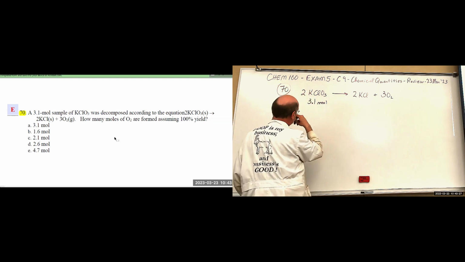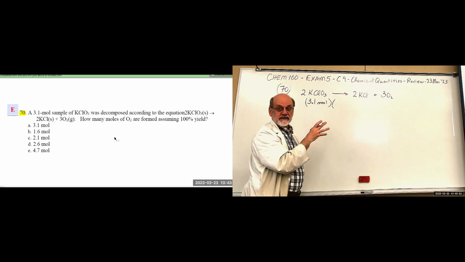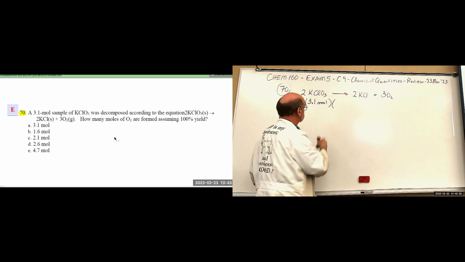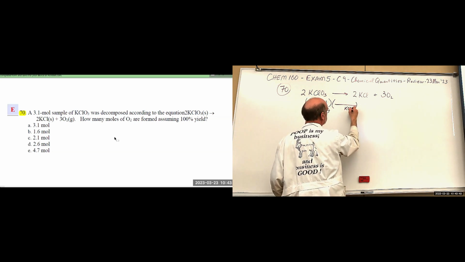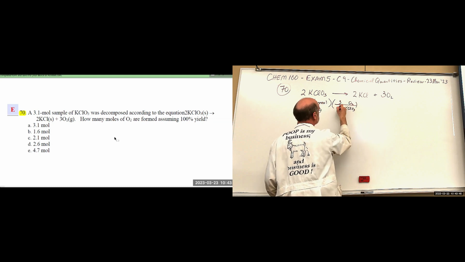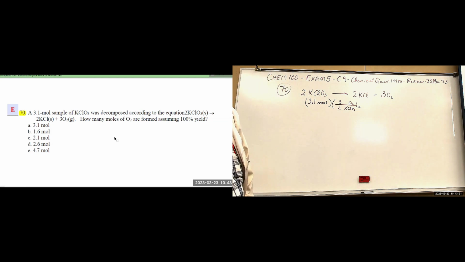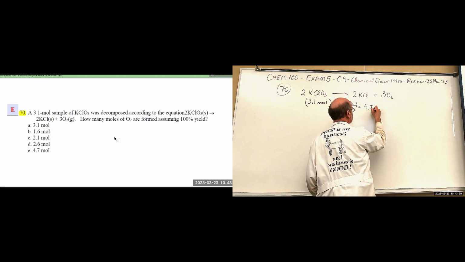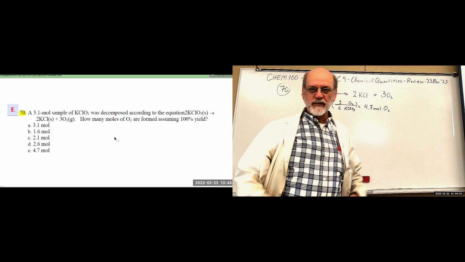Moles of oxygen. All right. So this doesn't even have a limiting reactant, right? Because it's a decomposition of one compound, so all of it is consumed. What we need is KClO3 here and oxygen here. That's a 3 and that's a 2. So 1.5 times 3.1 is 4.65, rounded off, 4.7 moles of oxygen. That would be E.